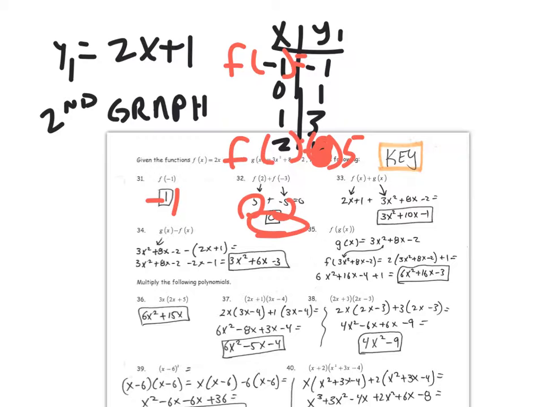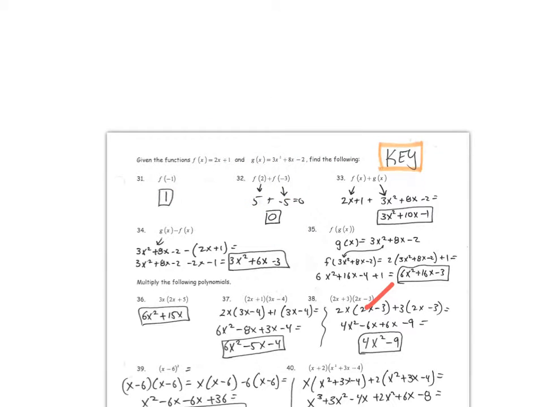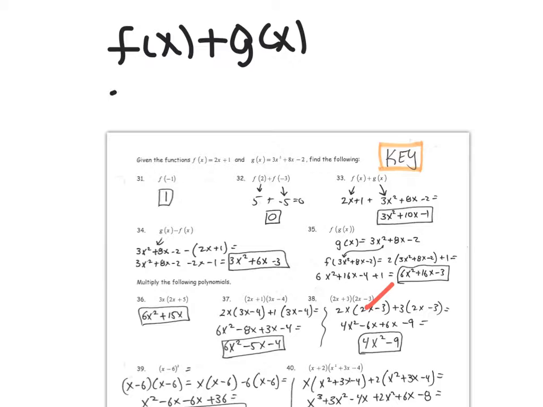Now, for a problem like 32, we don't have numbers. We have just adding the functions together. So f of x plus g of x. Well, f of x is 2x plus 1, and we have plus the g of x. You often want to put this in parentheses, but it's not required.